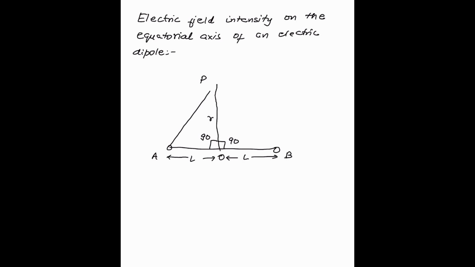Now we join A to the point P, and similarly we join the point B to the point P. Now the distance PA will be equal to under root R square plus L square. Similarly, the distance PB will also be equal to under root R square plus L square.